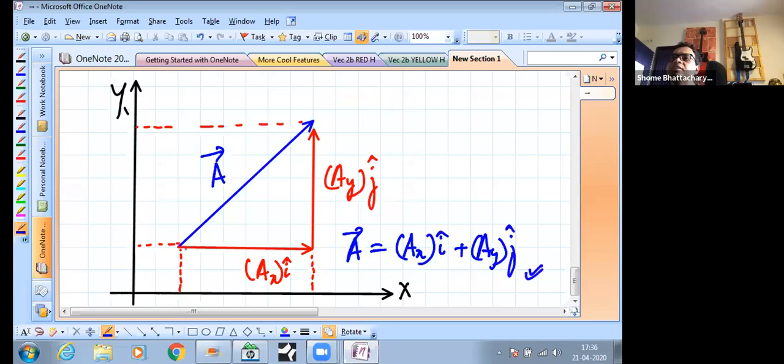This is a vector of magnitude Ax along the positive x direction. This is a vector of magnitude Ay along the positive y direction. And logically, their sum or their resultant should be which vector? It should be the vector A. So that is why the vector A is represented in this manner. Okay, people, so hope this is clear to you now. Now, this makes it clear what is components. Now, what is the meaning of components?